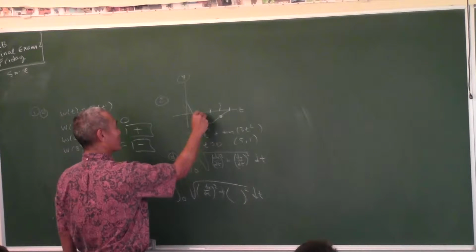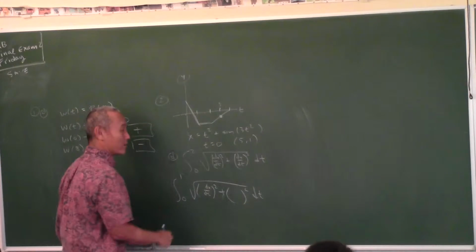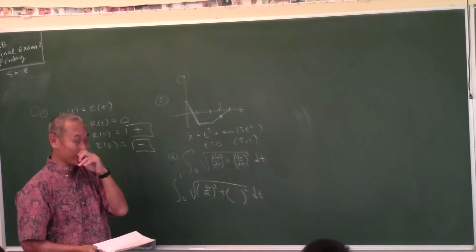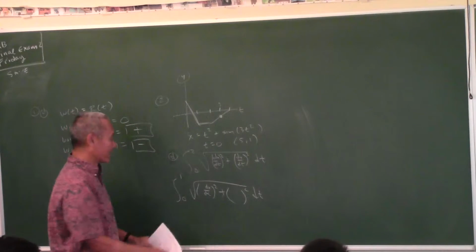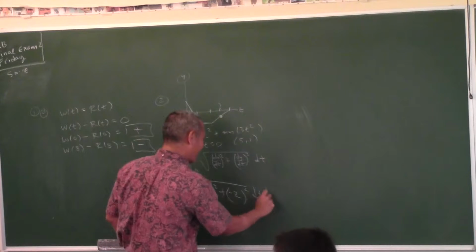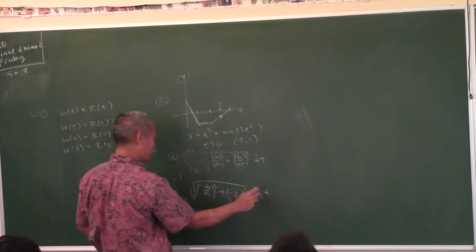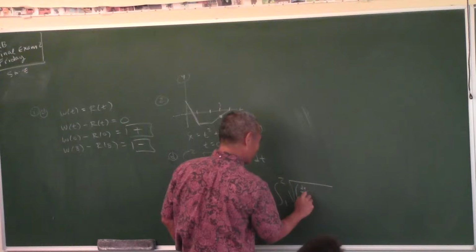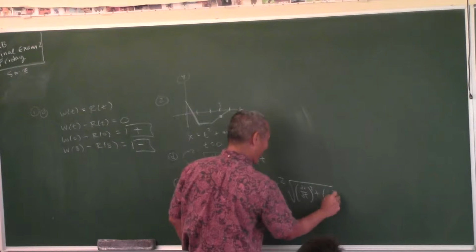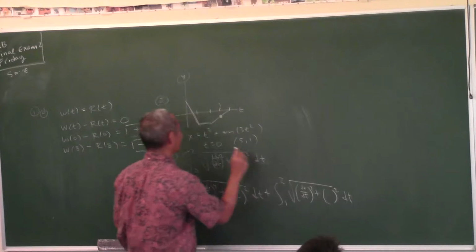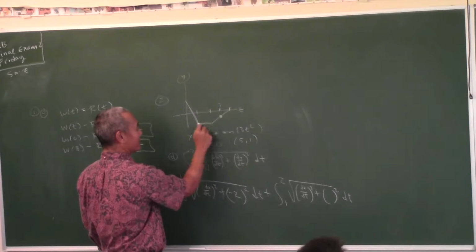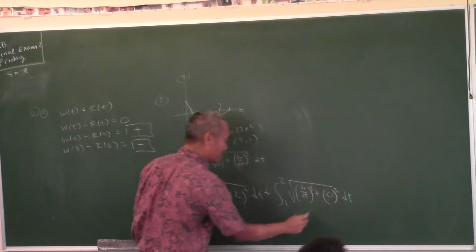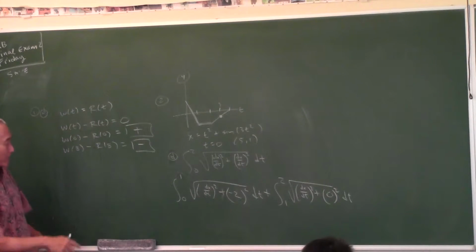Now, from 0 to 1, if this is the graph of y, what is dy dt? That would be the slope of the graph, which is negative 2. And then you have to do another integral from 1 to 2, because of the piecewise function, of the square root of dx dt squared plus dy dt squared dt. And then if this is the graph of y, dy dt is the slope of the graph right there, which of course is 0. And then punch it in on your calculator.